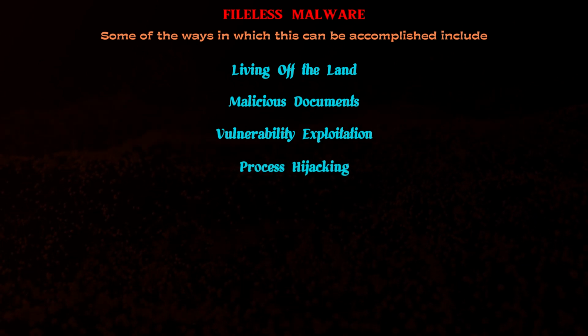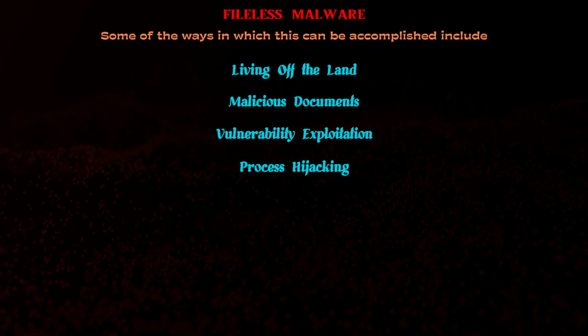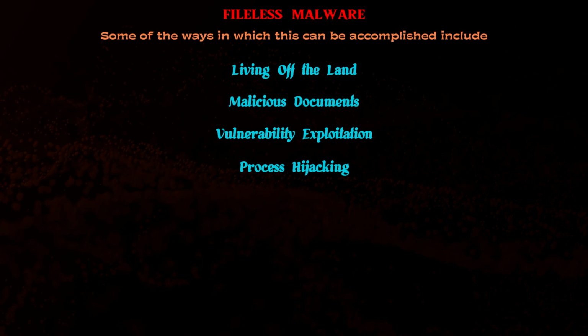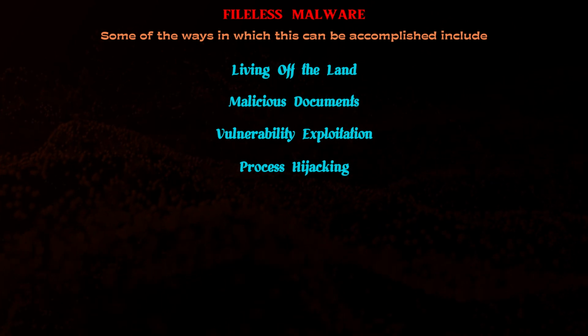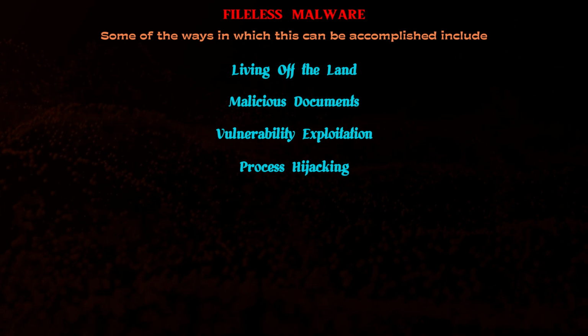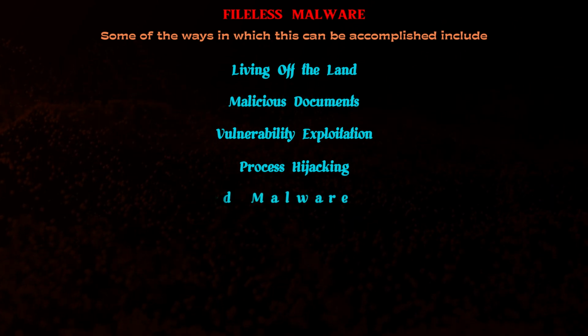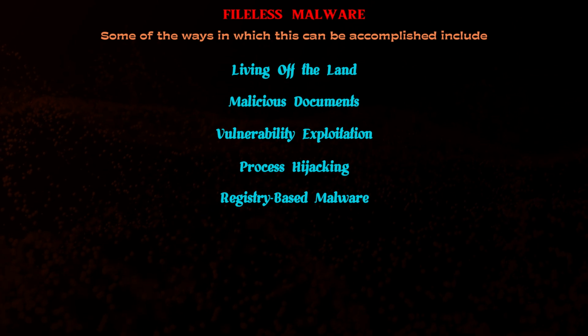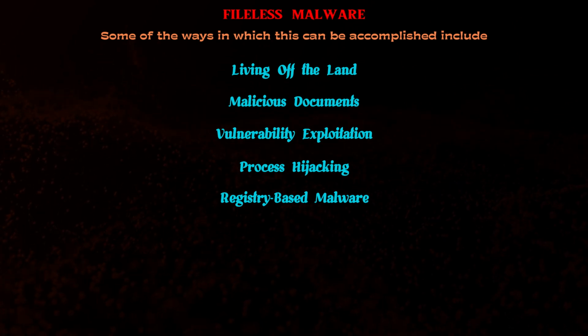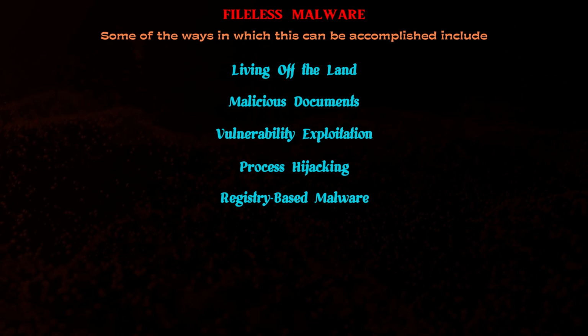Process hijacking. Once a file is loaded into memory, its memory space can be modified. Malware can write code to the memory space of an existing process and launch its malicious functionality within that process. Registry-based malware. The Windows registry contains configuration information for the Windows OS, including autoruns.